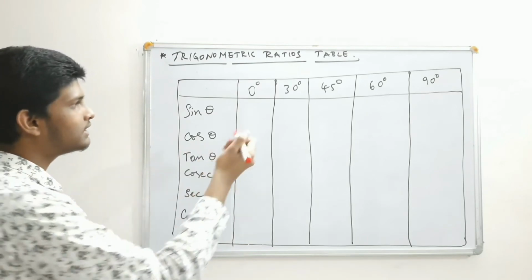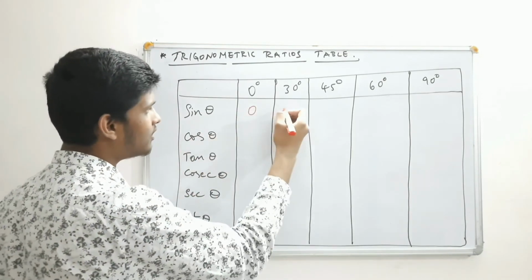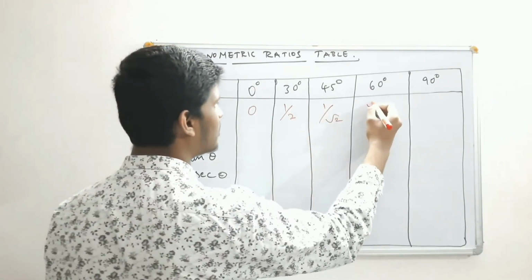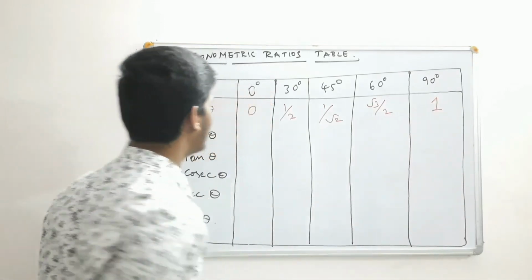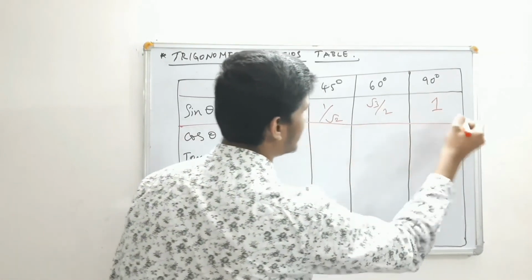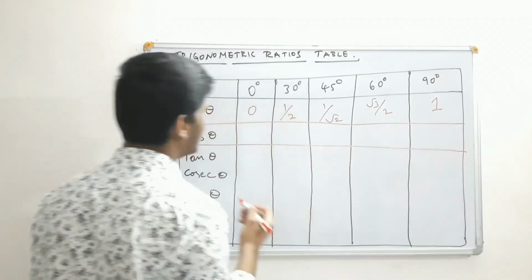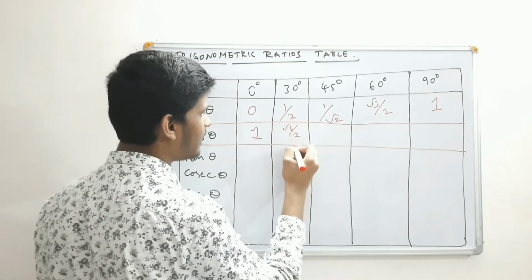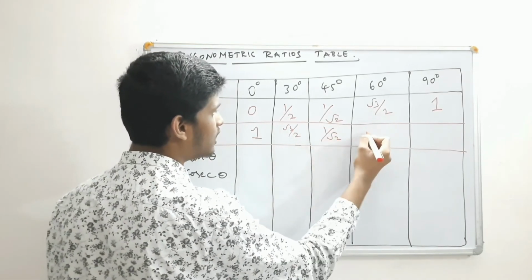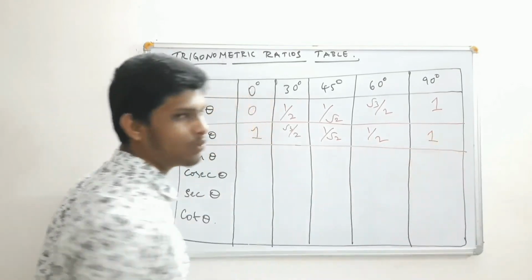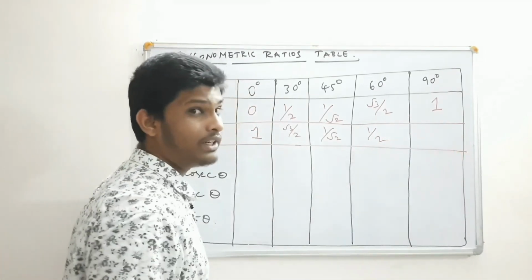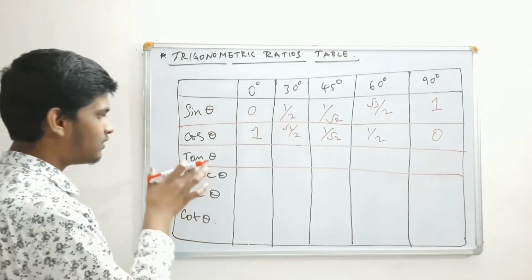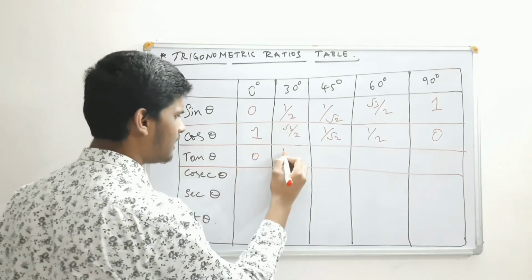Okay, so for sine 0 degree we got 0, for 30 degree we got 1 by 2, this is 1 by root 2 we got, and here we got root 3 by 2, and here we got 1. Now for cos we will fill, and for cos we got this is 1, and here is root 3 by 2, and next here we got 1 by root 2, here we got 1 by 2, and here we got 1. Sorry, for cos 90 degree what did we get? We got 0.